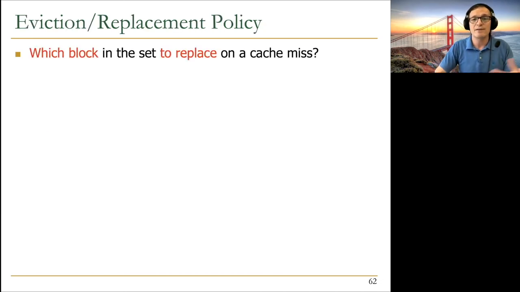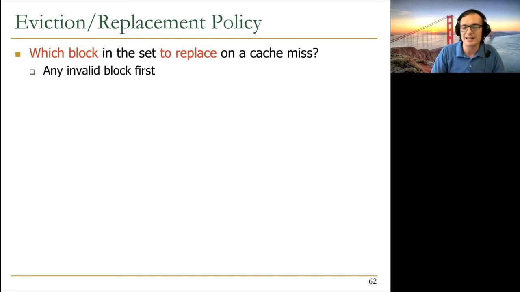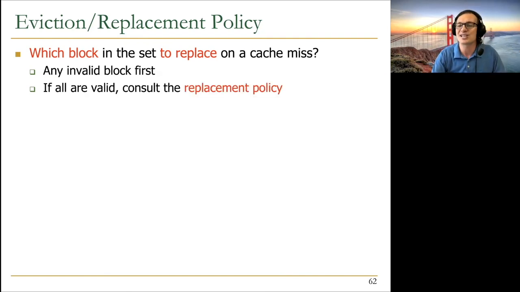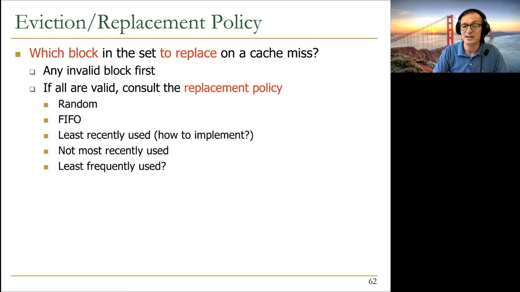Okay, so the eviction policy is which block in the set to replace on a cache miss. Very quickly, any invalid block first. I already mentioned this basically. If you have an invalid block, you should replace it. It doesn't make sense to replace a valid block if you already have an invalid block in the cache, unless you have some other really, really good information about blocks. And if all are valid, you need to consult the replacement policy. This is also called an eviction policy, as I mentioned in the previous slide. And there are many replacement policies, and we're going to cover them in the next lecture. But just to prime your thinking, it could be random. You could decide randomly to pick which one. It could be first in, first out.